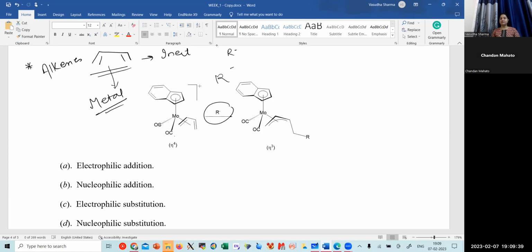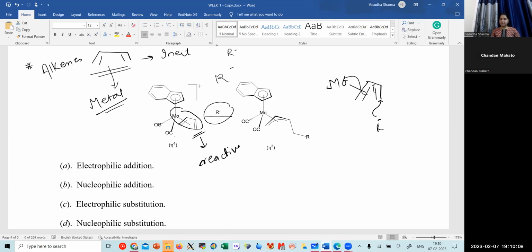The product is not having any charge, which means it is getting neutralized. This could only be neutralized when R negative comes into picture. Now where will it attack? At the position where molybdenum is connecting with this olefin, the olefin becomes reactive and on one side it can be attacked. So molybdenum is coordinating this way, the R will come and attack this side, this bond will go here, and this will come here.